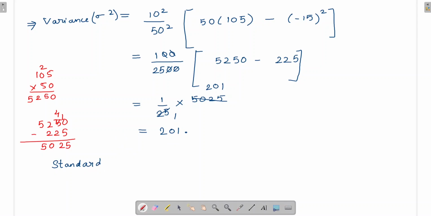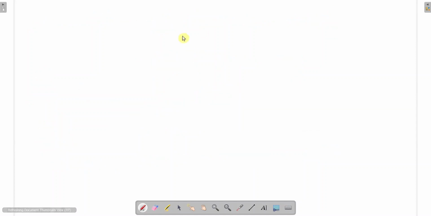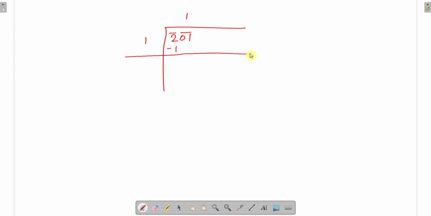Standard deviation, that is sigma, and that is nothing but root of variance. So that is nothing but root of 201. Okay, so let us calculate the root of 201. So two digits we have to select. So 1 times 1 is 1, then 1, so 01 we will bring it down.